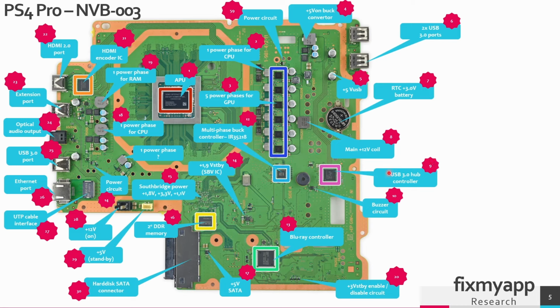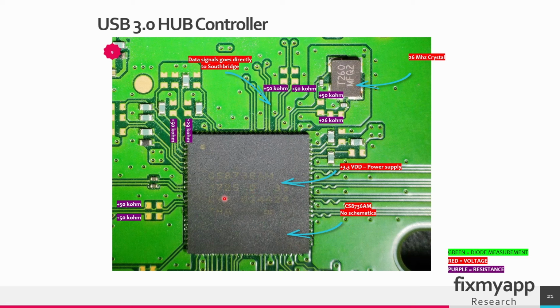On location 9, the USB 3.0 hub controller chip is located. The data lines of these two USB ports will go to this hub, and from this hub the data lines will go to the Southbridge. This is a USB hub controller chip. This chip is for expanding the USB connectivity in the PlayStation. So the two USB ports are connected with this chip.